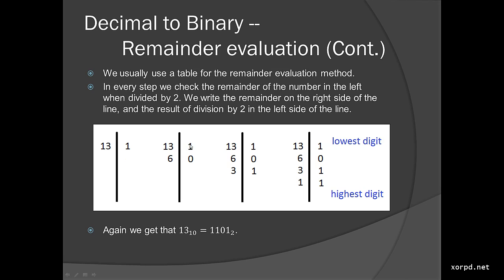What does it actually mean? It means that 2 times 6 plus 1 is going to be 13. Okay, I will repeat it. 2 times 6 plus 1 equals 13. We are going to move to the next step. Now we are working with 6.